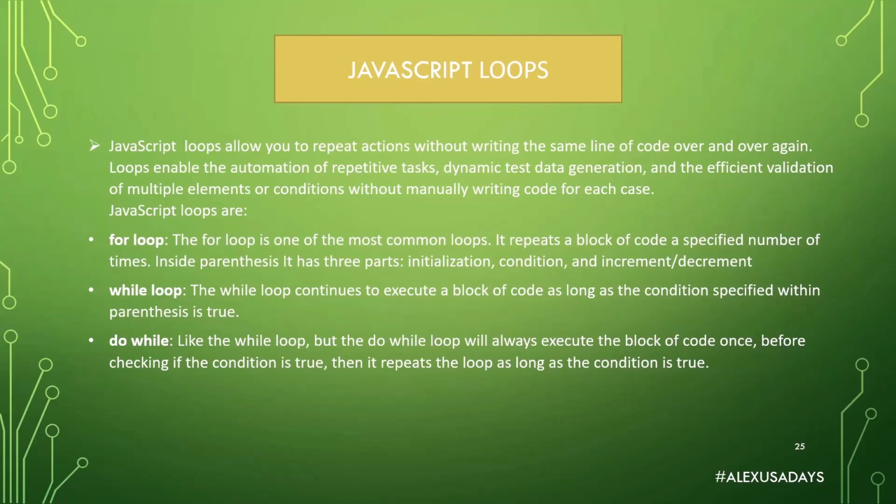Second one is while loop. The while loop continues to execute a block of code as long as the condition specified within parentheses is true. The next one is do while. So do while is like while loop, but the do while loop will always execute the block of code once before checking if the condition is true. Then it repeats the loop as long as the condition is true.